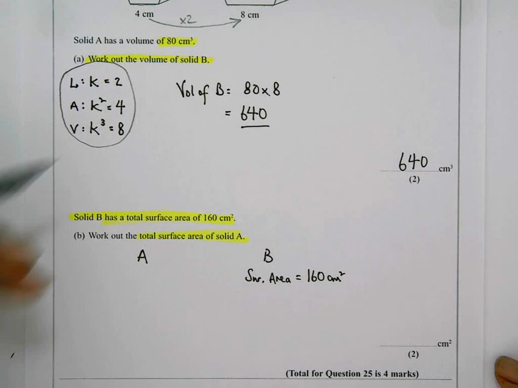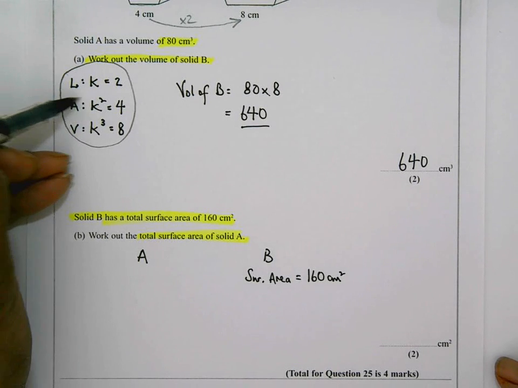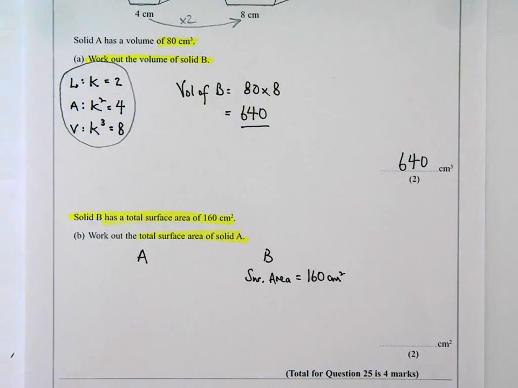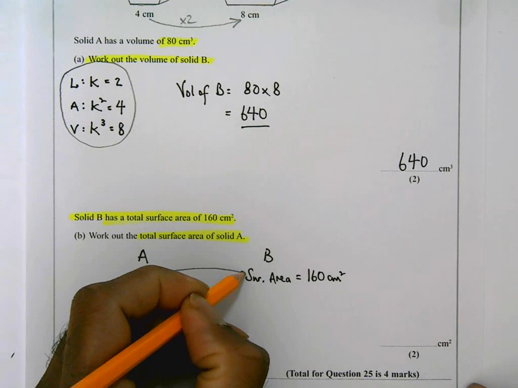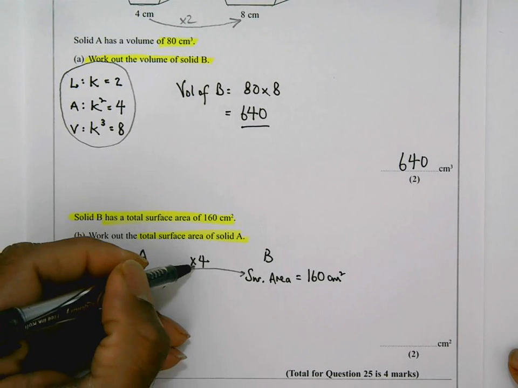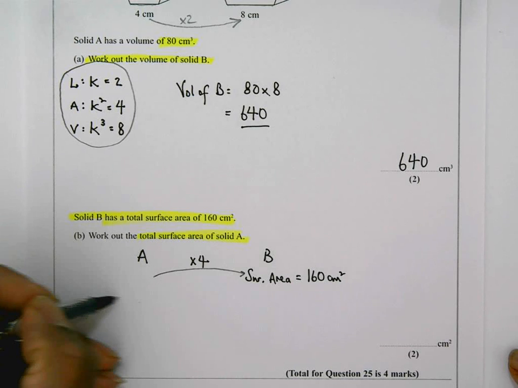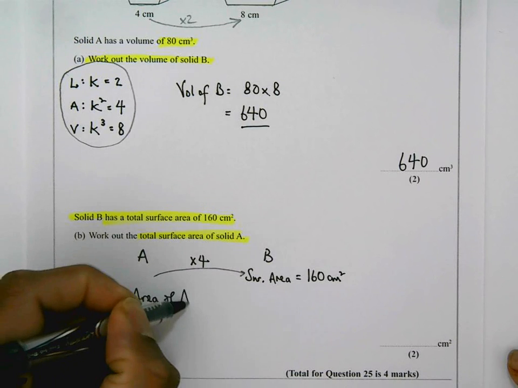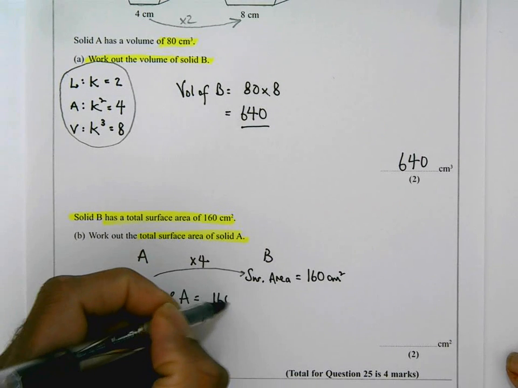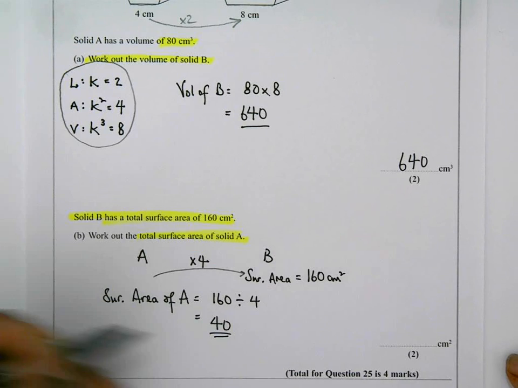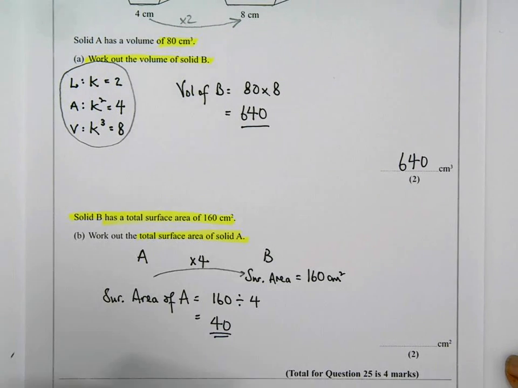Now, one of the things that I said in the previous part is that if it was an area, the multiplier is going to be 4. So whatever the area of A is, the multiplier to go from A to B is going to be 4. So what number do I times by 4 to get 160? To work this out, surface area of A is going to be 160 divided by 4. That's going to be 40. And if you just think about that, 40 times 4 is going to be 160. So the total surface area of A is going to be 40 centimeters squared.